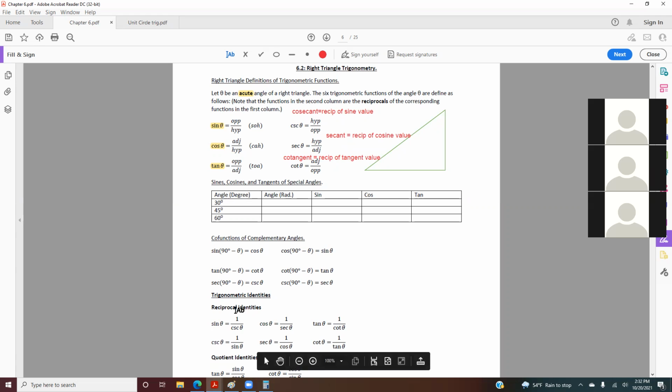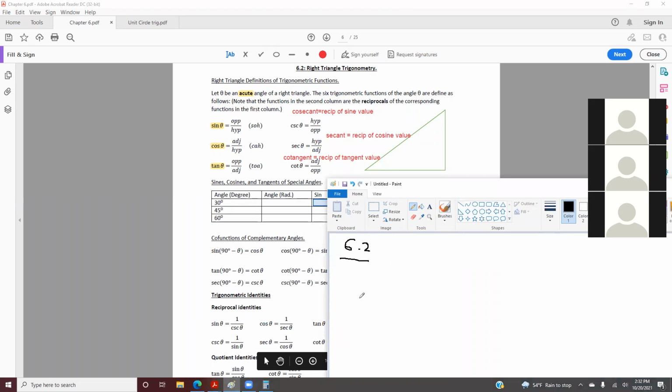How do you find the value? We will use a right triangle. I'm going to draw it here. You need to know how to label this. Let's say this is the angle theta, like 30 degrees, 40 degrees, 60 degrees. The side across from the angle is called the opposite. The side next to the angle is called the adjacent. And the side across from the right angle is called the hypotenuse. This is the longest one, you guys know that.